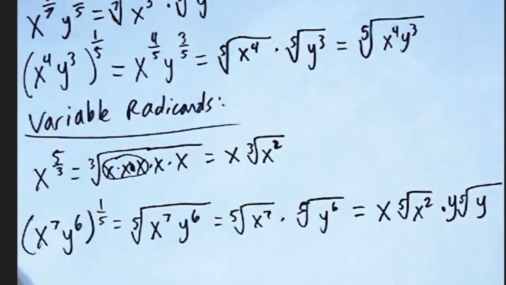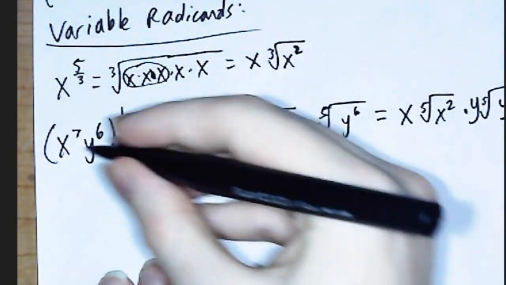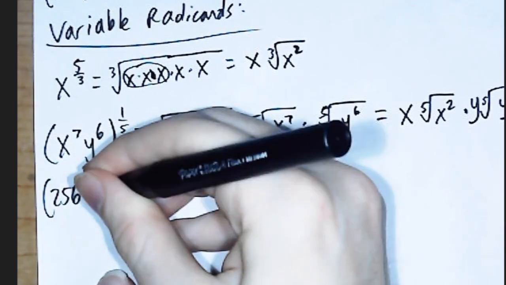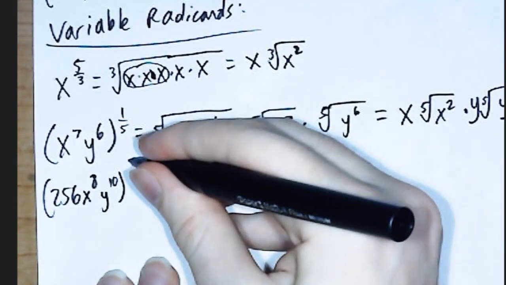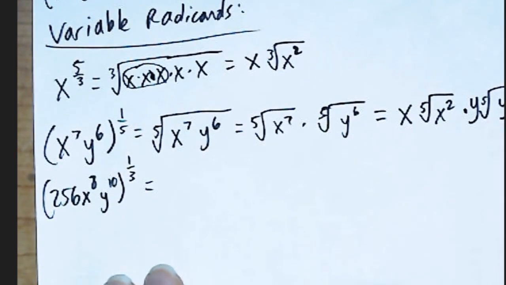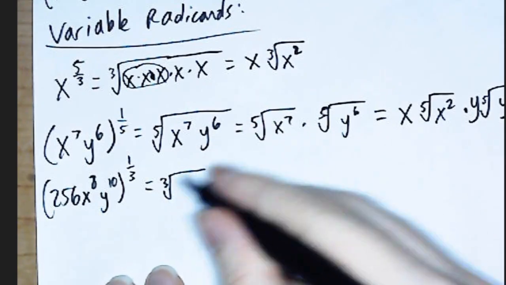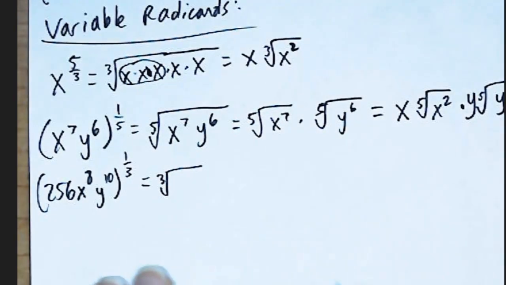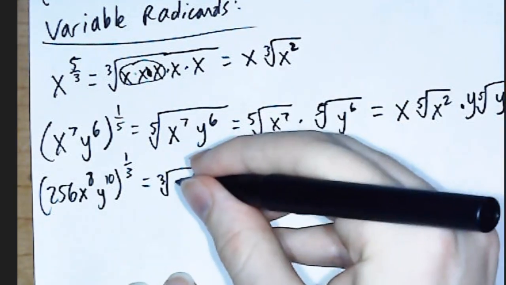Alright, for the last one, I want you to take a moment to figure this out on your own, but I am going to give you a head start. Alright, 256, x to the 8th, y to the 10th, all raised to the 1/3. We're going to split this up. We've got the cube root, right? And if you don't know why this is a cube root by now, you need to rewind the video. Don't go any further if you don't know why this is a cube root.